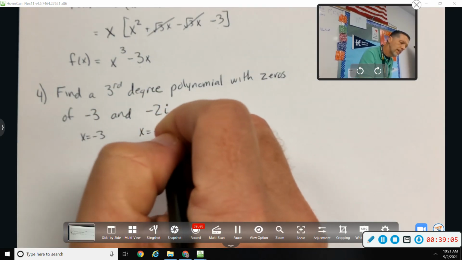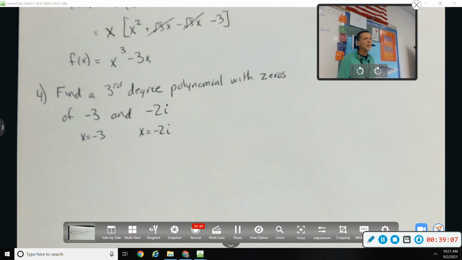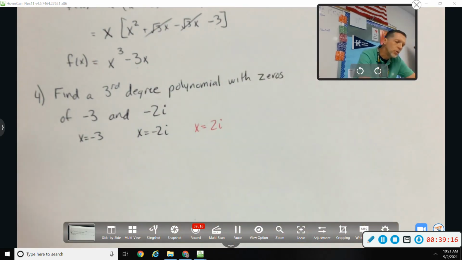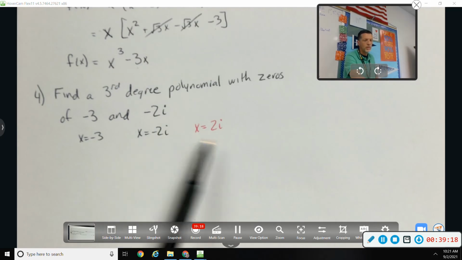Yep, so that's an imaginary. That means there's a pair that goes with it of plus 2i. And that's why we only needed to give you 2, because that imaginary one sort of has an automatic partner that goes with it.